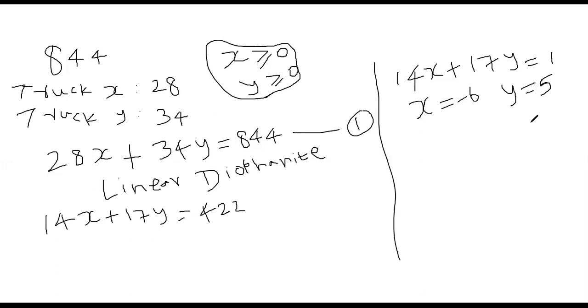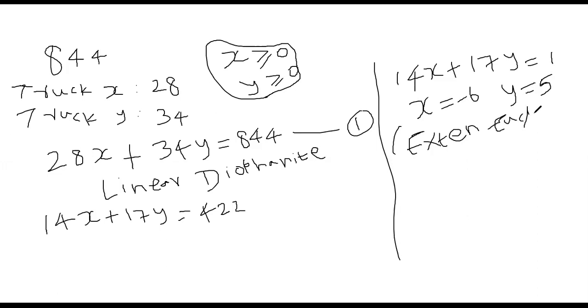Minus 14 times 6 is 84, right? Minus 84. And 17 times y is 85. Therefore, you get the answer 1. Okay. How did I get this minus 6 and 5? I just guessed it, but you can also use the extended Euclidean algorithm to solve this particular part of the problem.